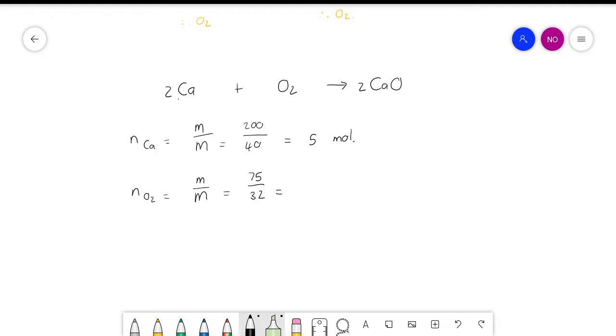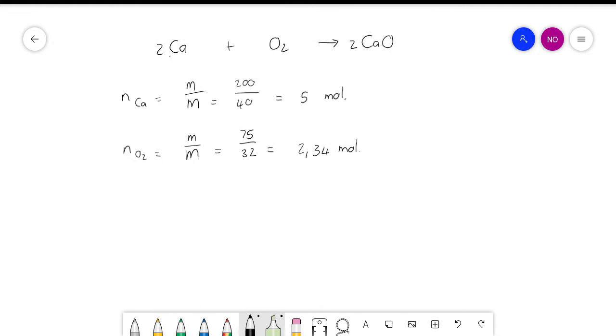Okay. Good. Now remember, you can't simply say, okay, I have less oxygen than calcium, so oxygen has to be the limiting reactant. You have to put them into the base relationship. Yes, Marcus, you're right. So we have to say that the base relationship of calcium to oxygen is 2 to 1.